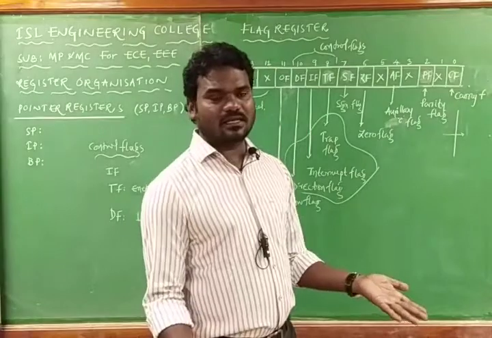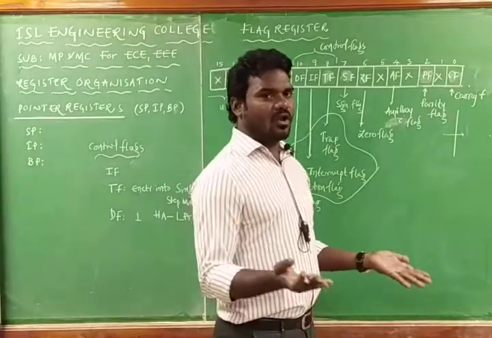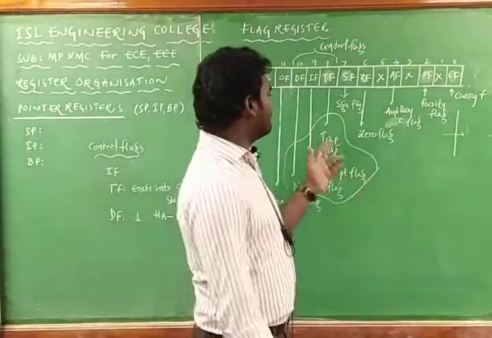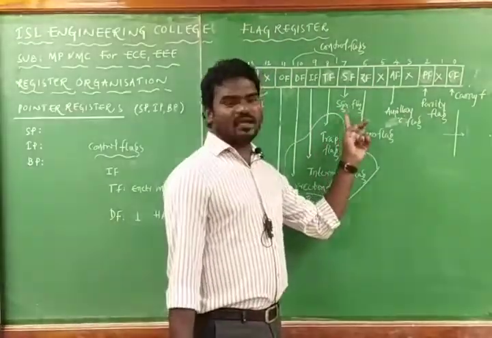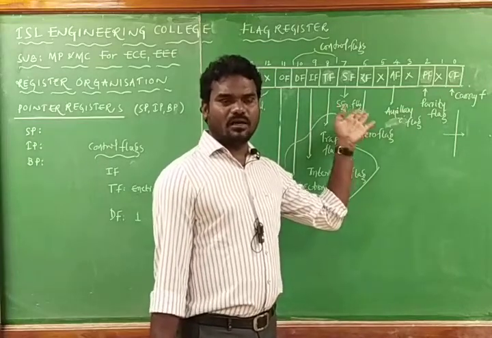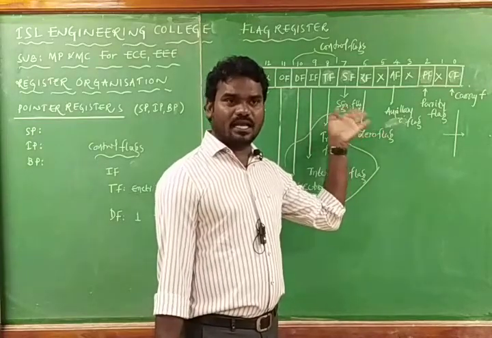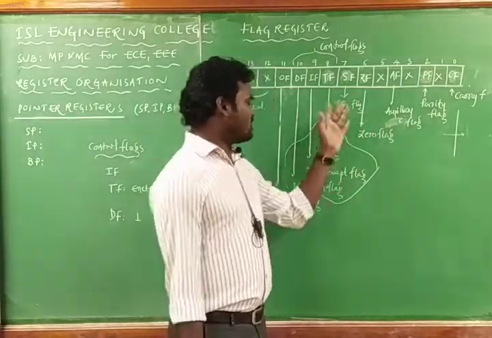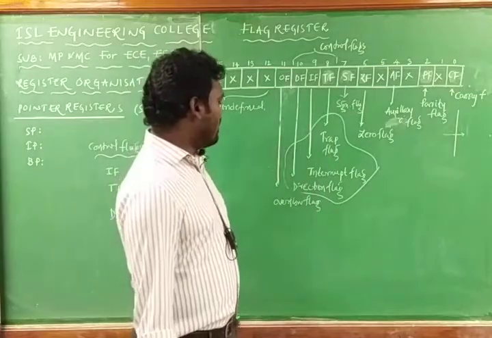If the result of an arithmetic or logical operation is zero, the zero flag is set to 1, otherwise it is 0. The sign flag is mostly used for signed binary numbers. If the result is negative, the sign flag is set to 1, otherwise it will be 0.